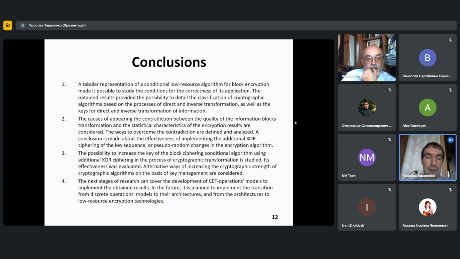The possibility to increase the key of the block ciphering conditional algorithm using additional XOR ciphering in the process of cryptographic transformation is studied, and its effectiveness was evaluated. Alternative ways of increasing the cryptographic strength of cryptographic algorithms on the basis of key management are considered. The next stages of research can cover the development of set operations models to implement the obtained results. In the future, it is planned to implement the transition from discrete operations models to their architectures, and from the architectures to low-resource encryption technologies.